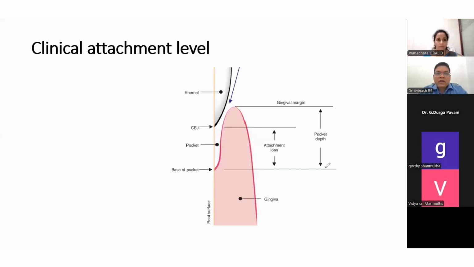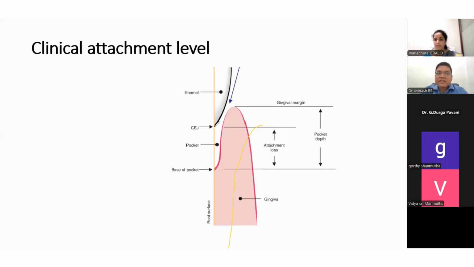Further, moving on to clinical attachment level, this is very important to determine the prognosis of any periodontal disease. There might be a pocket, there might be recession, but what we look at is how much attachment is present. I'm sorry, it is how much attachment has been lost. That is what we need to see.